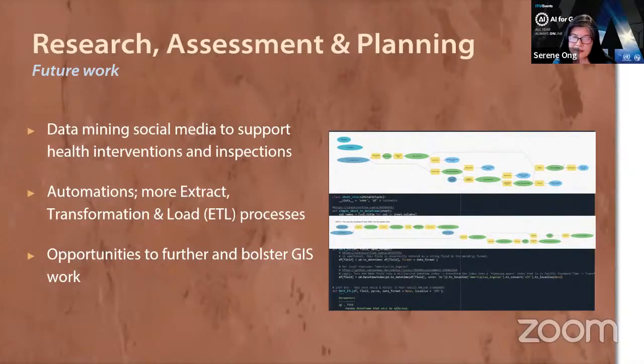Such data mining means expanding our automation processes, and we will need additional technologies for extracting and transforming such data into usable formats. So this is one area where AI can play a big and useful role for us.